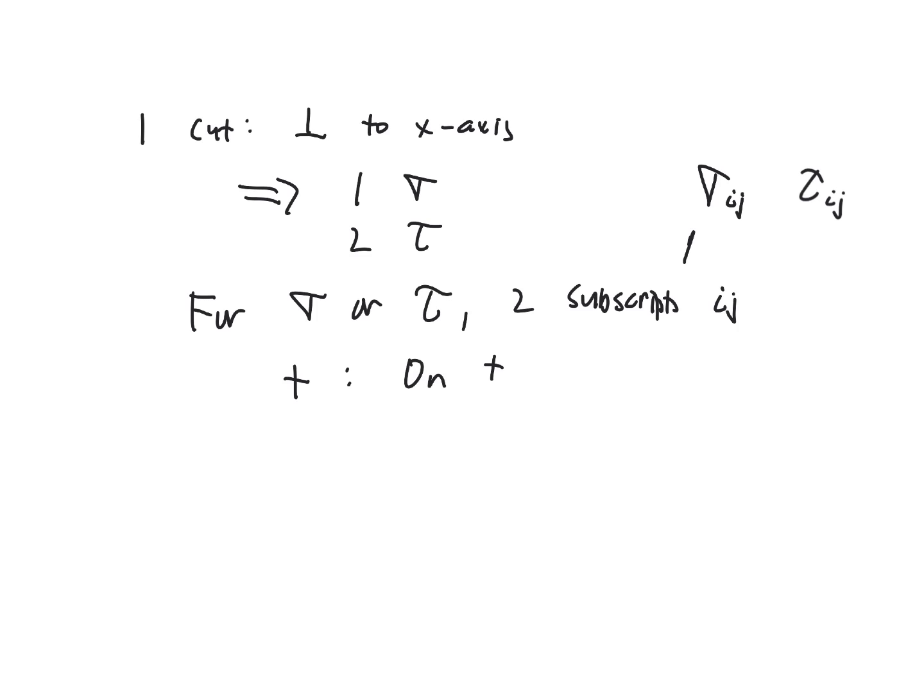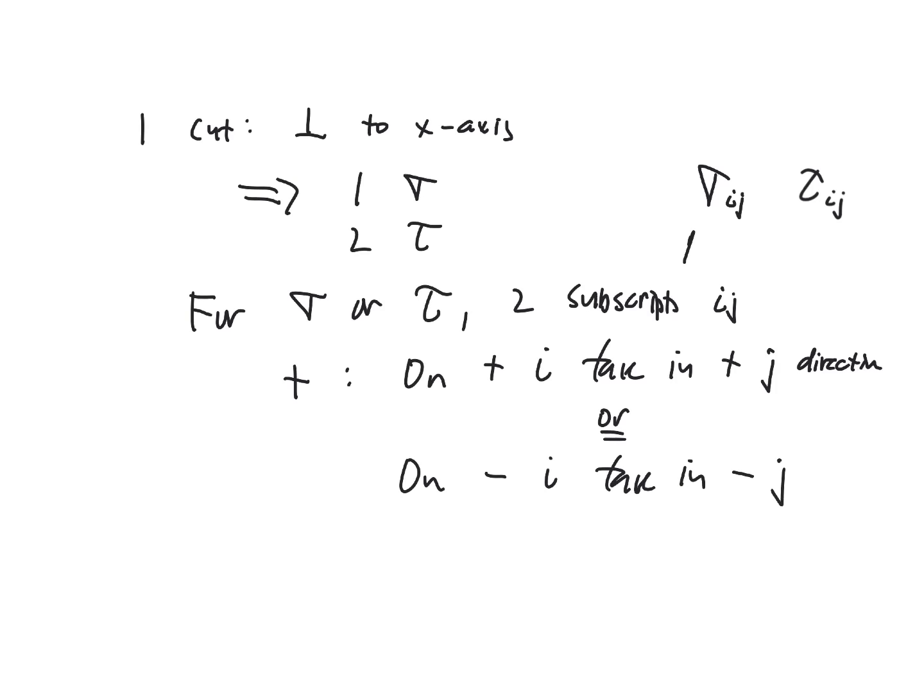So the stress is considered positive if it's on the plus i face in the plus j direction, or remember we have the same thing that's on the back face. It can also be on the minus i face in the minus j direction. And we can look back to the normal stress to verify that. And the same thing happens with shear. It's considered a positive stress if it's plus plus or minus minus. And that is a state of positive stress.